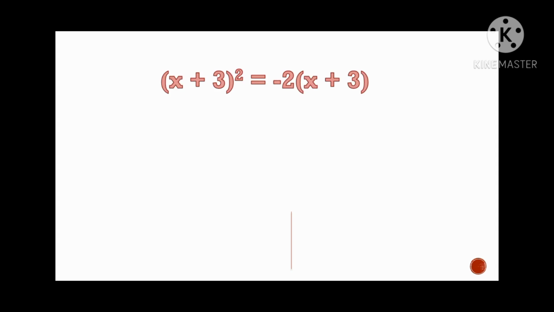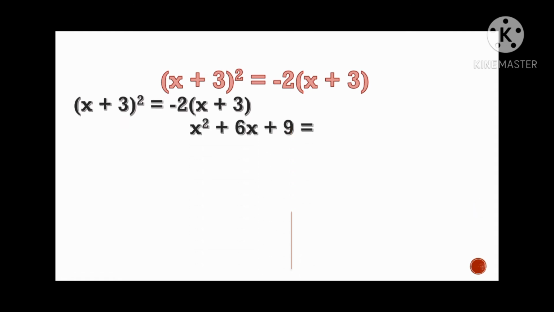Next example is square of x plus 3 is equal to negative 2 quantity x plus 3. So, katulad nung nauna kanina, remove first the grouping symbols. So, square natin si x plus 3. So, yan ay square of a binomial. So, ang gagawin lang is square the first term and then multiply the terms of the binomial and multiply the product by 2 and then square the last term.